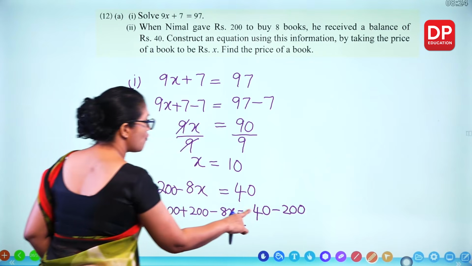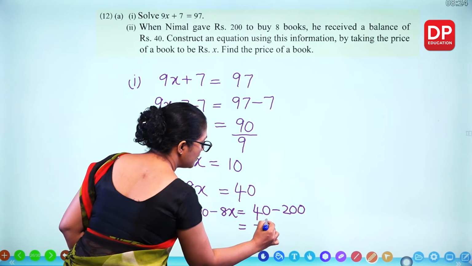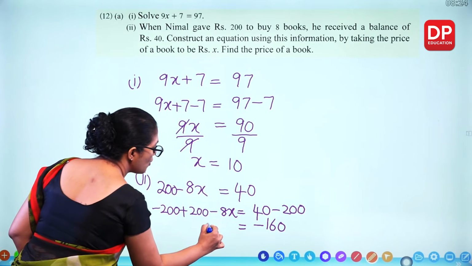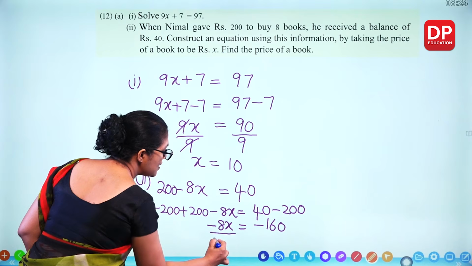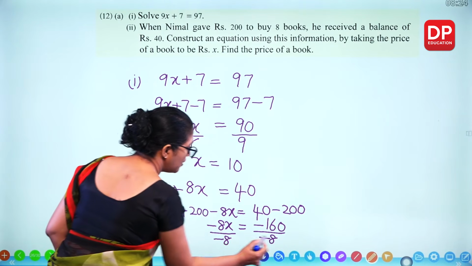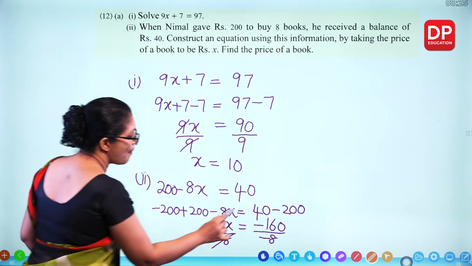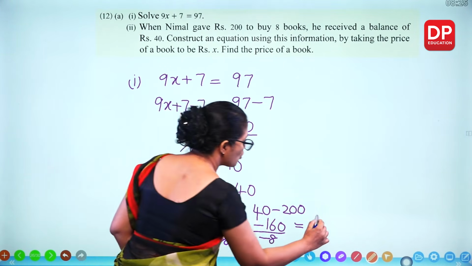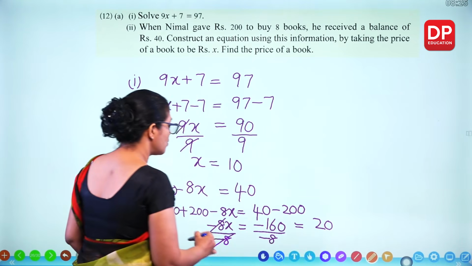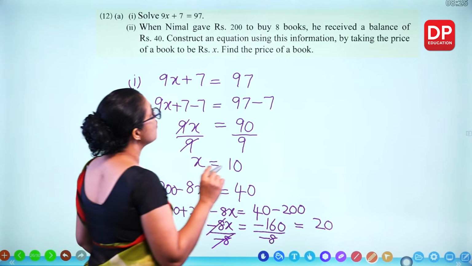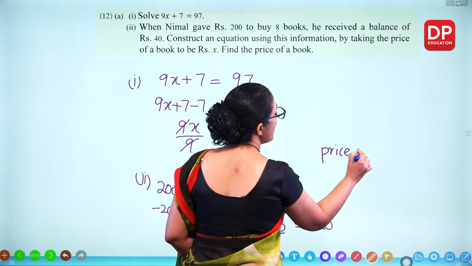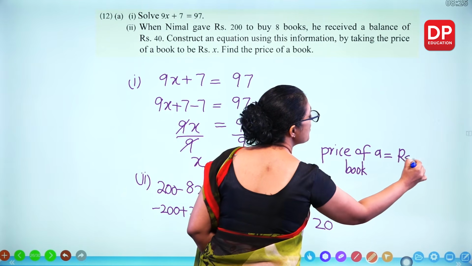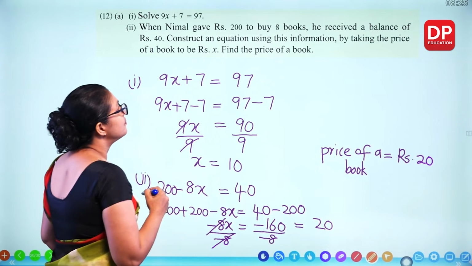So this is 40 minus 200, which means minus 160. The 200 gets cancelled out, minus 8x. Now divide this by minus 8 to find out x. Minus minus, you get a plus answer. 8 times 2, and so 20 rupees. So what's the price of a book? Price of a book is 20 rupees.